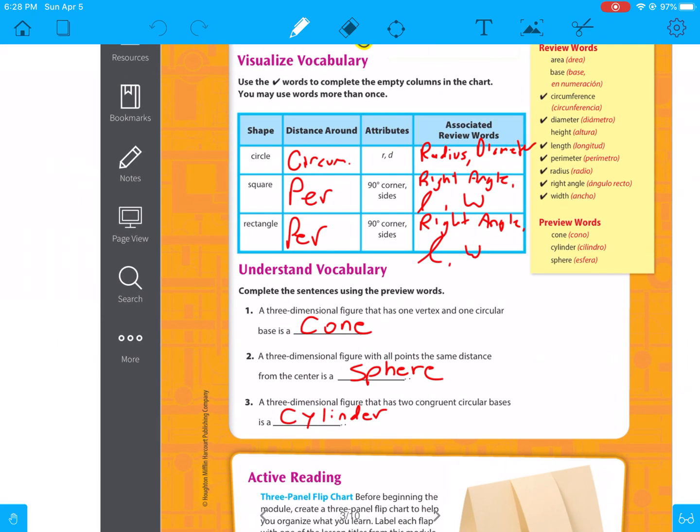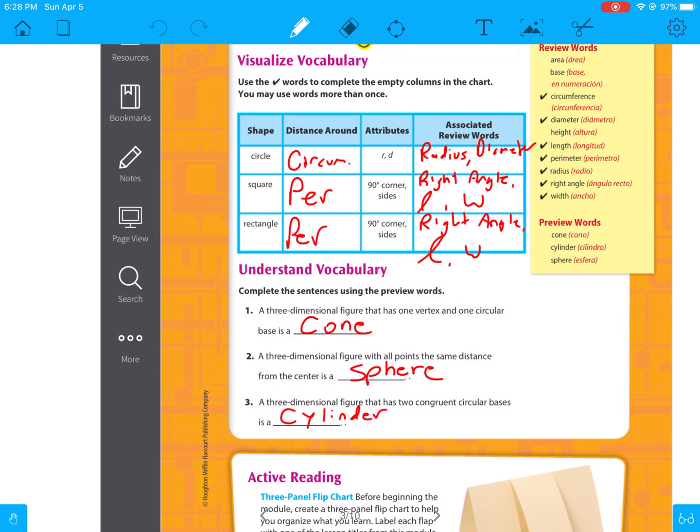Here's our reading startup. So use the check mark words. So the shape, we have a circle. The distance around that's called the circumference, which you guys should know from Pi Day. The attributes are radius and diameter, and associated words would be radius and diameter. Square and rectangle, the distance around is the perimeter. Attributes are 90-degree corners, and then they have sides. And for both of them, they're the same. So you have right angles, and you have length and width.